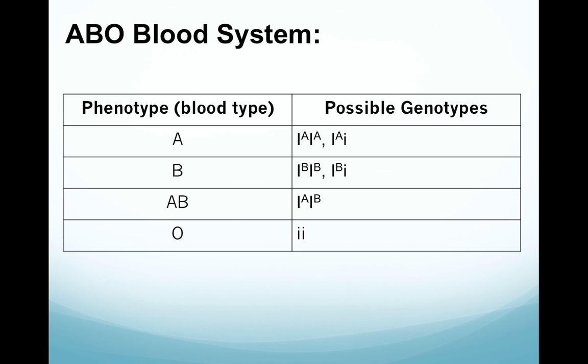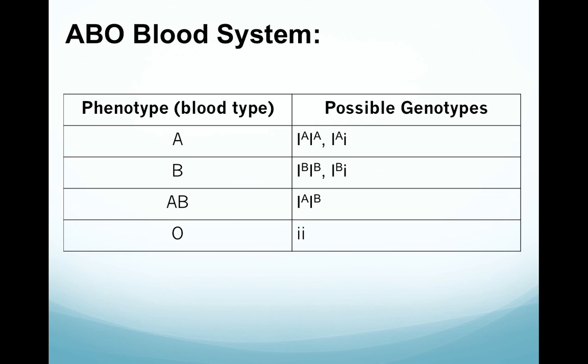The human ABO system is also an example of codominance because both the dominant alleles, the uppercase I with an A and the uppercase I with a B, are fully expressed or are fully dominant in the presence of the other. There are four possible phenotypes for this system. You can have type A, type B, type AB, and type O blood.